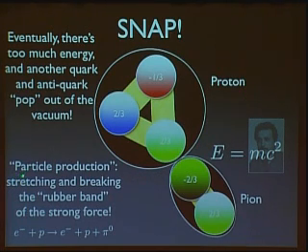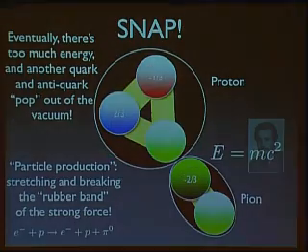And so, generically, when people like us talk about particle production, this is really the stretching and breaking of this effective rubber band between the quarks to turn a particle into two particles. So you see now a proton, which is still there, and you also see a pion, which has popped out.